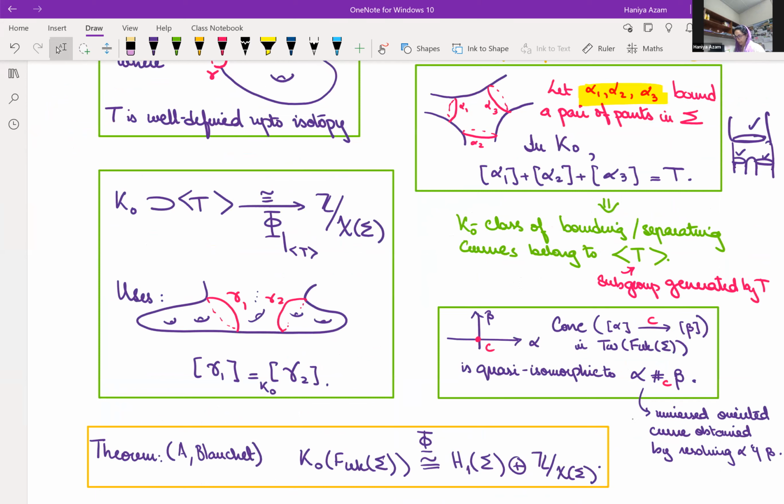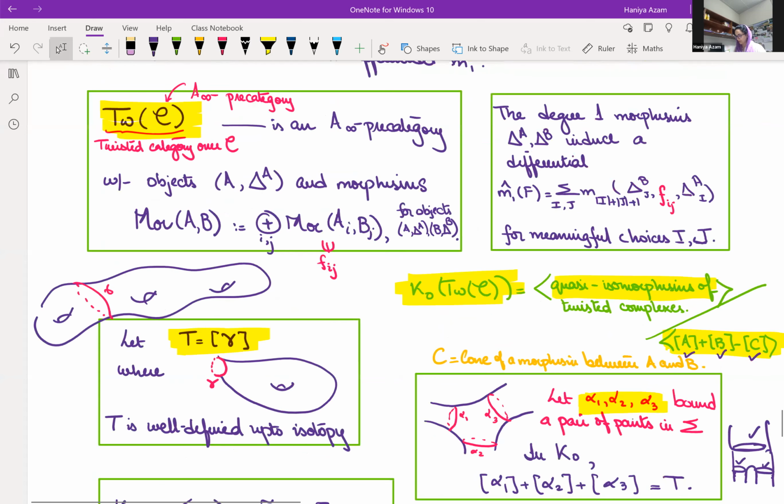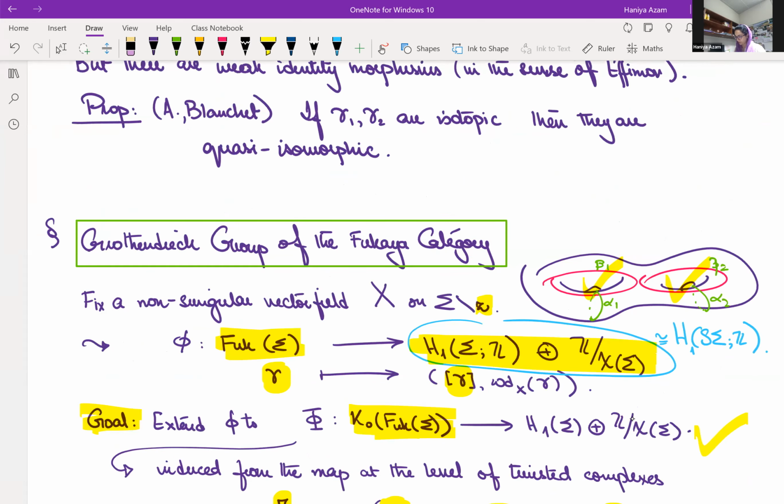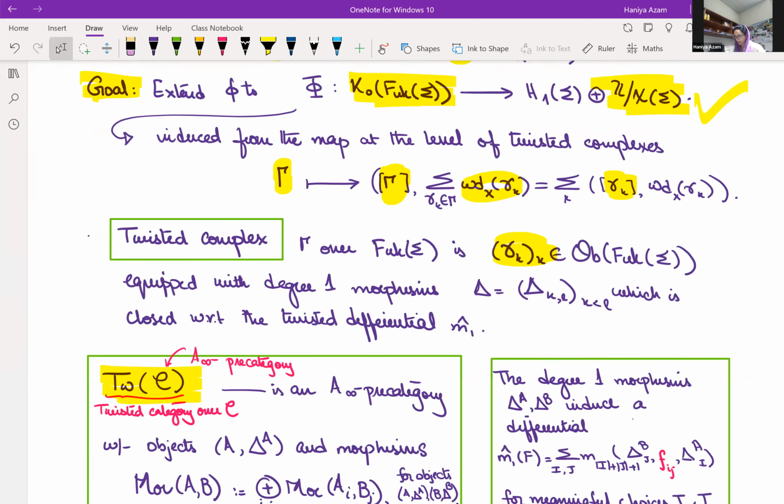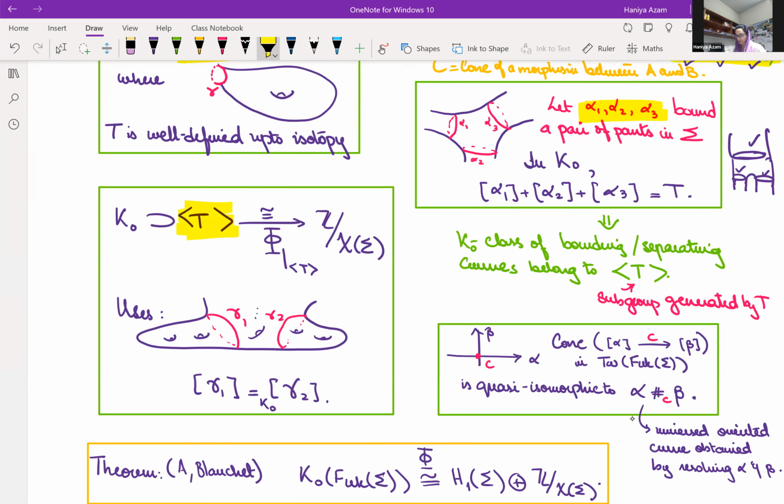We'll be using this. And then you can look at, right, so next we want to see what maps to this side. You see what maps here. If you want to see what goes in this part of the target space under phi, then you can look at this subgroup generated by T, and this isomorphically maps to that part of the morphism phi. You can see this intersection. And this basically uses the fact that if you have two curves that bound homeomorphic subsurfaces of sigma, then their class is the same at the level of the Grothendieck group.